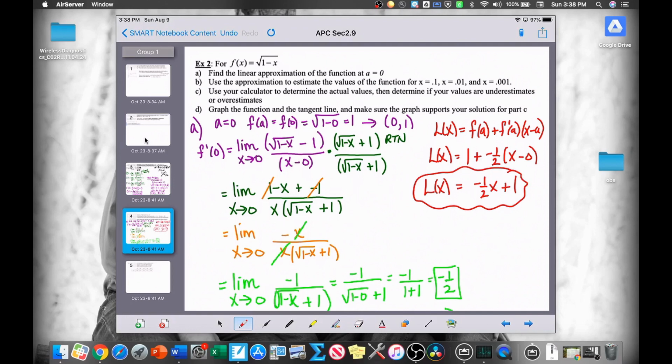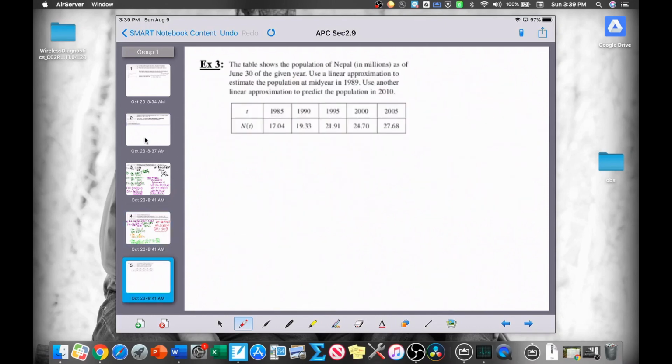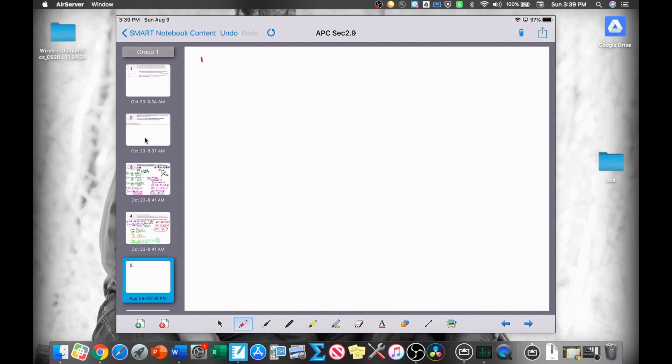Part B is simply asking us to use our linear approximation to estimate the values of the function for x equal to 0.1, 0.01, and 0.001. So I'm just going to make a little table of x values and of L of x values, and I'm going to need my calculator in a second here. But the x values are 0.1, 0.01, 0.001. So I'm just going to go ahead and plug those into my linear approximation, which again is just negative 1/2 times my x value plus 1.